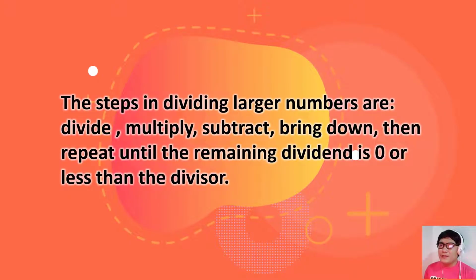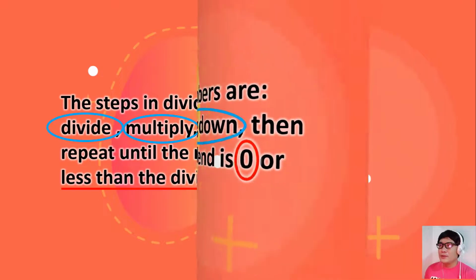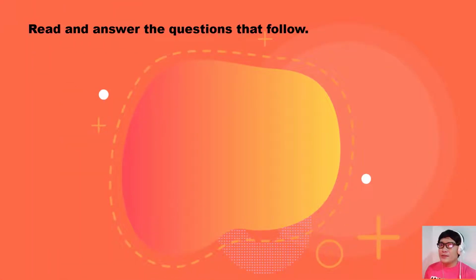The steps in dividing larger numbers are divide, multiply, subtract, and bring down. Then repeat until the remaining dividend is 0 or less than the divisor. Let's read and answer the questions that follow.